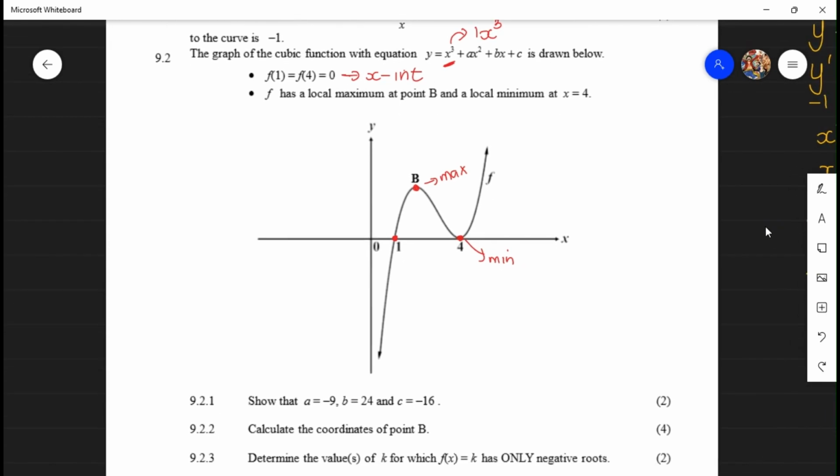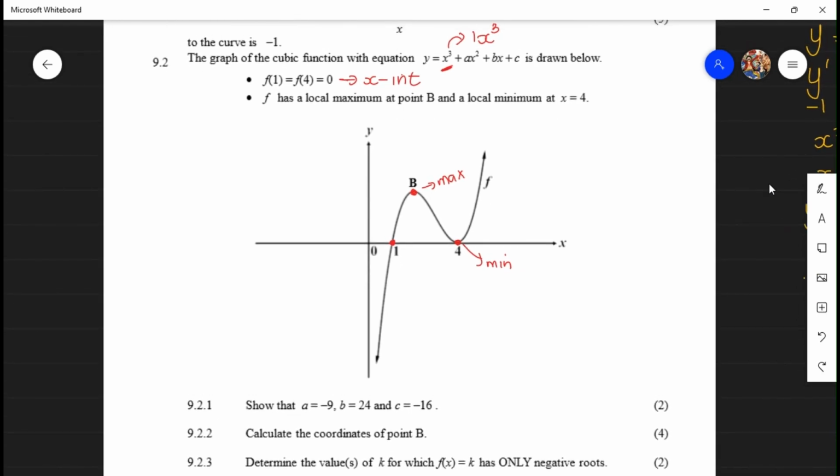So we have question 9.2.1. Show that A is equal to -1, B is equal to 24, and C is equal to -16. Now, there are multiple ways for us to try and find the equation of a cubic function. But for this particular case, because the x-intercepts are known, there's one of two methods that we can use. So let us investigate both methods and then we'll determine which is the best approach to take.